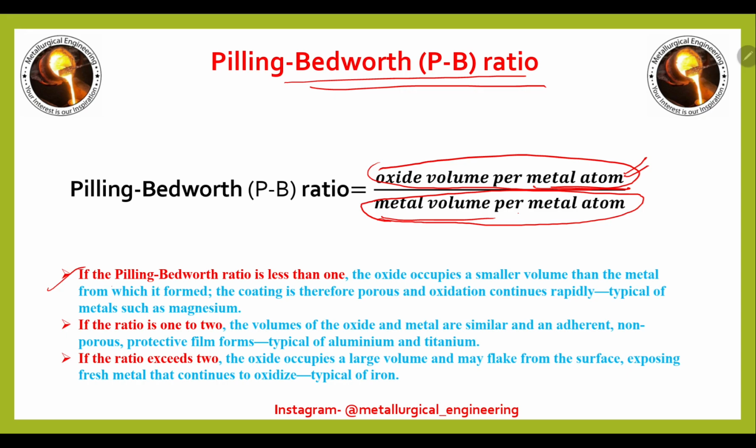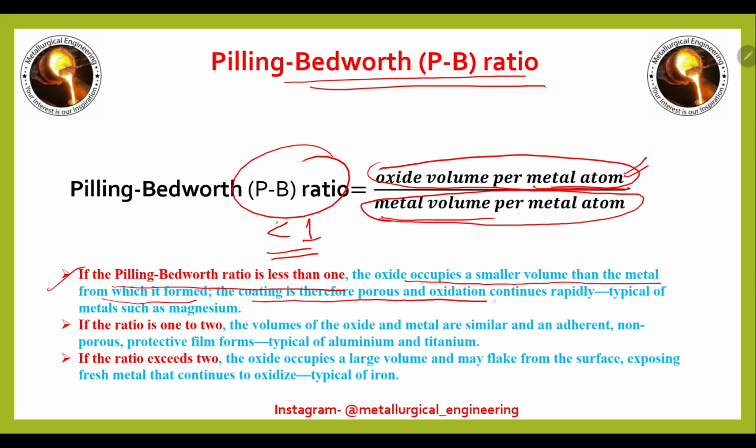If this Pilling-Bedworth ratio is less than 1, then what happens? The oxide occupies a smaller volume than the metal from which it is formed. The coating is therefore porous and oxidation continues rapidly, typical of metals such as magnesium. So if it is less than 1, then oxidation will be very fast.